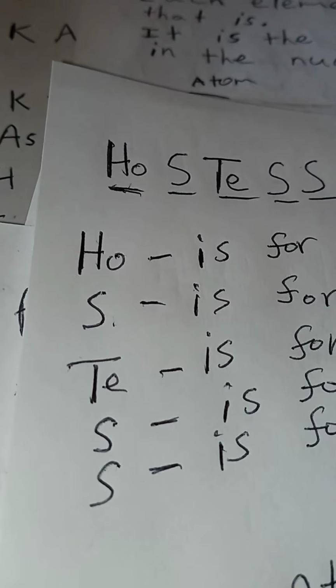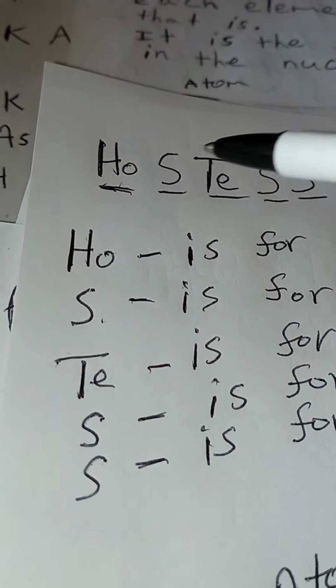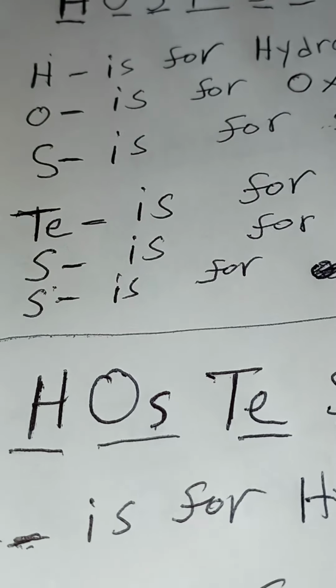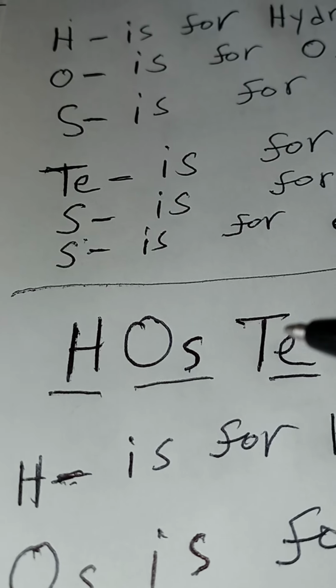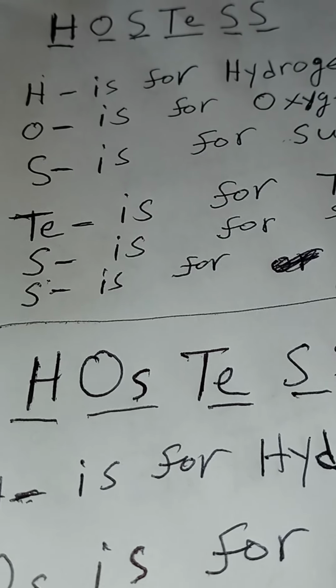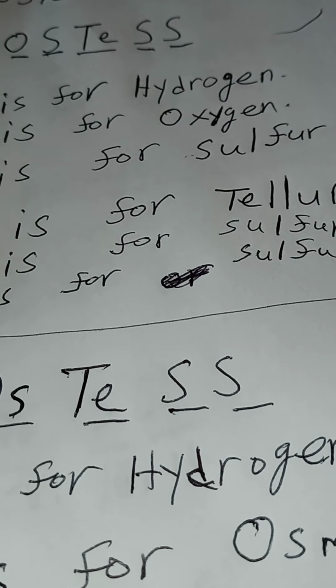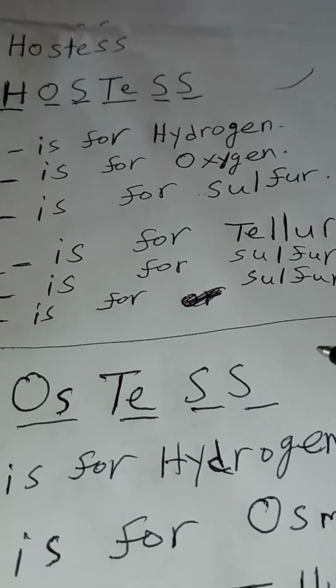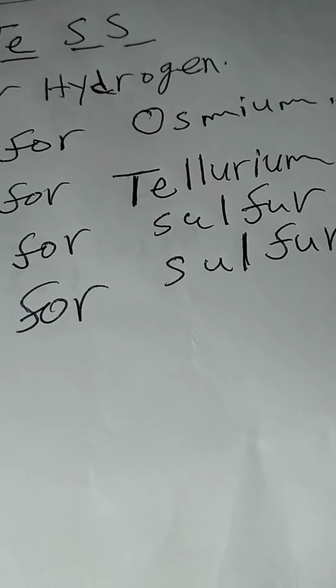Capital H, O with a small o, capital S, capital T, small e, capital S, and we also have capital H, capital O with a small s, capital T with a small e, and capital S. Okay, now if you notice, the TE and the SS all stay the same. So let's try to remember first the atomic number of those letters.